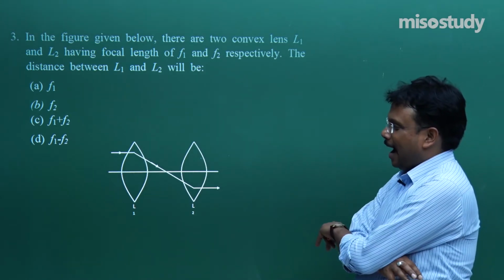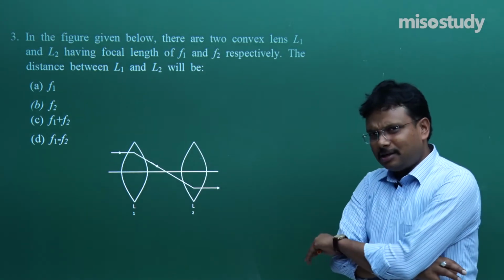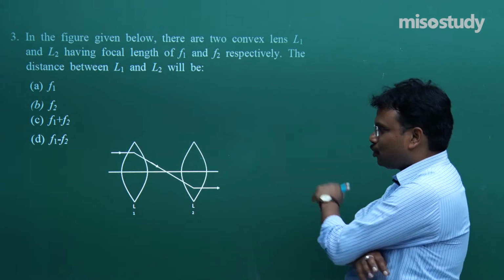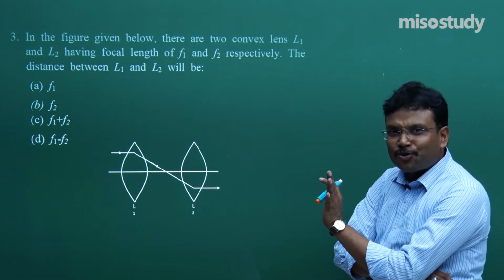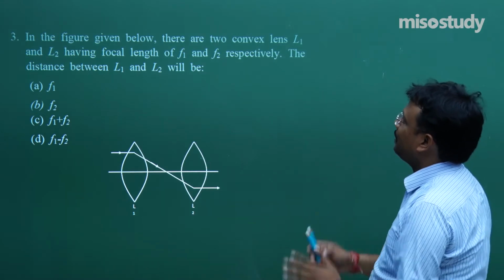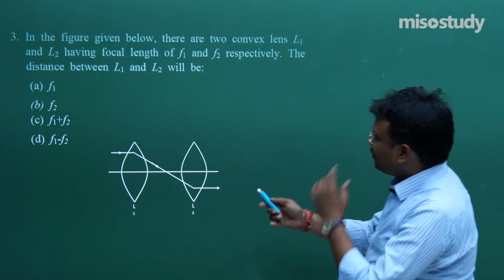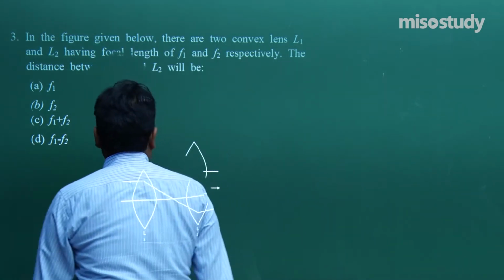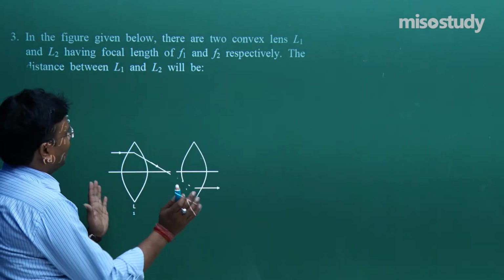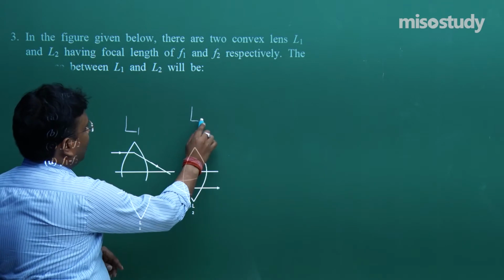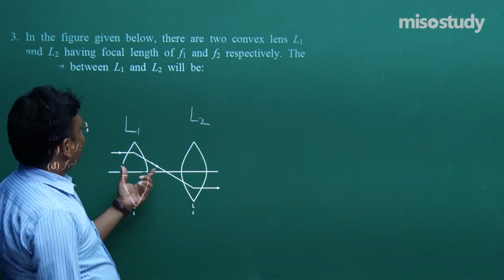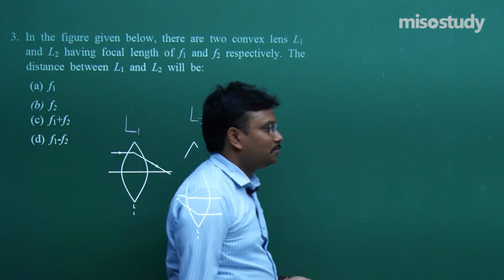At first hand, it looks like a difficult question. You have to draw some ray diagrams, find out something and so on. Okay, no problem. Let's take a look at this diagram. I am going to move out from the diagram. It is L1, it is L2. It is F1, it is F2.